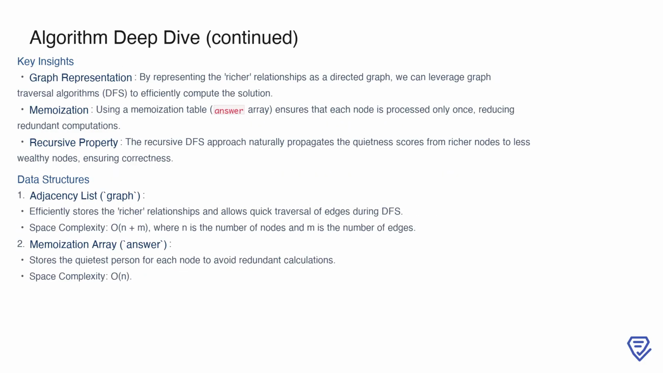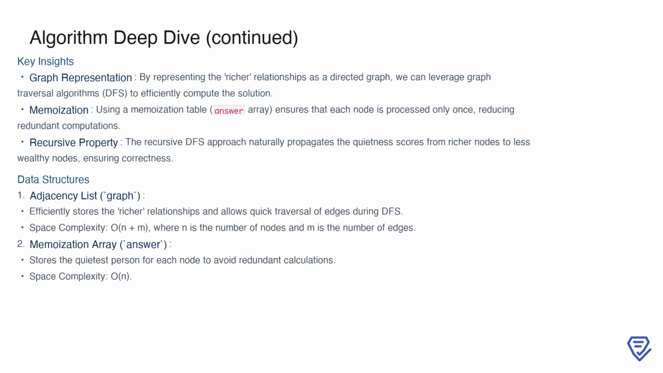This approach leverages some critical insights. First, by using a graph representation for the richer relationships, we can utilize graph traversal techniques like DFS to compute the solution efficiently. Second, the memoization array, answer, plays a crucial role in optimizing the algorithm. It ensures that each node is processed only once, significantly reducing redundant computations. Lastly, the recursive nature of DFS enables the quietness scores to propagate naturally through the graph. This ensures that the quietest person in a richer group is identified correctly as the algorithm traverses the relationships.